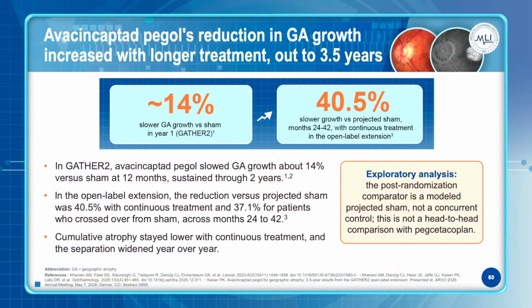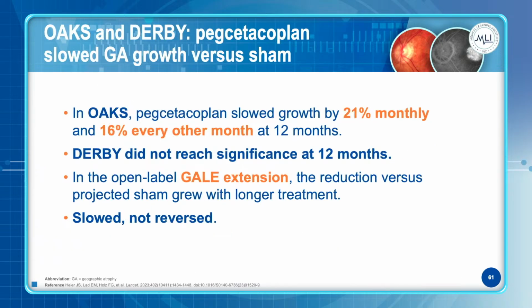So when we look at the data from avacincaptad pegol, 14% in GATHER2, and then that increased to 40.5% in the open label extension. And then the DERBY and OAKS studies, pegcetacoplan, as I said, had a monthly arm and an every other month arm. And patient populations are also different. In the avacincaptad pegol trial, non-center-involving GA lesions were enrolled. In DERBY and OAKS, actually, we had all comers, the majority of them obviously central involving GA.